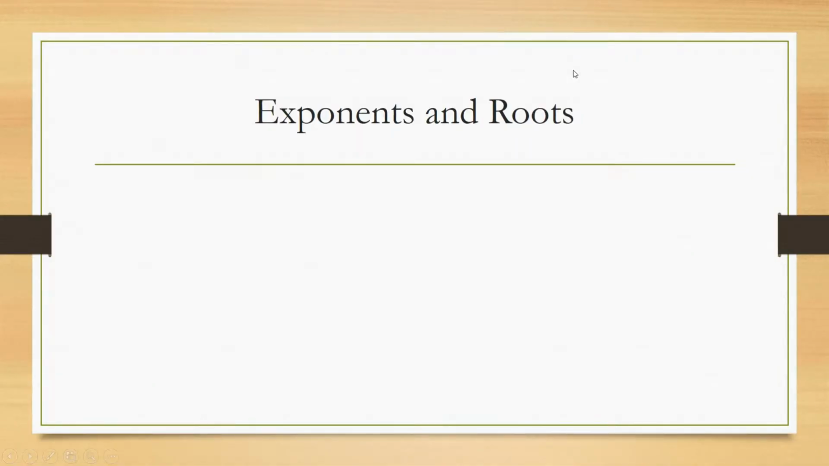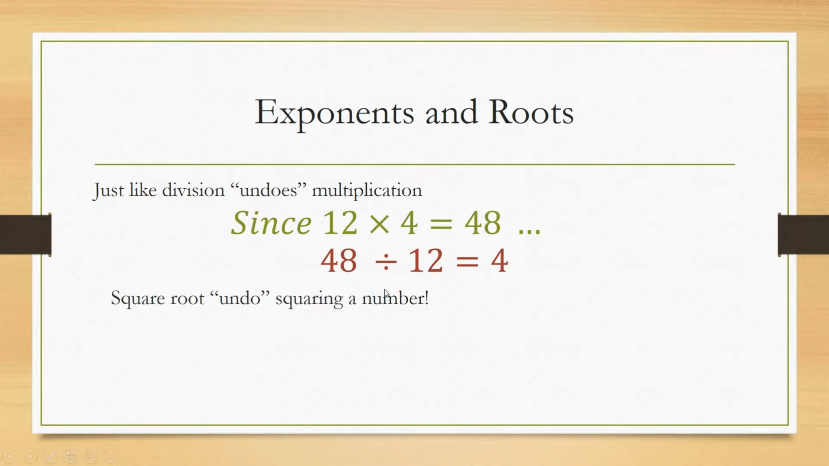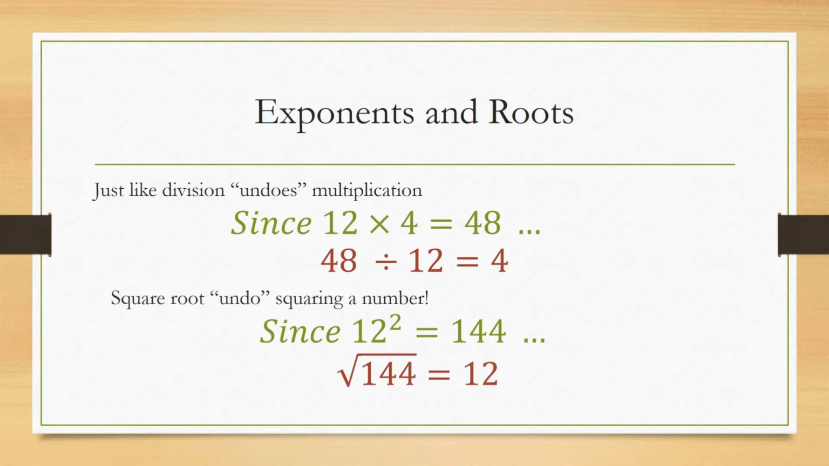So just a brief review from your videos and lessons that went along with Module 1, Lesson 9. The big one: just like division undoes multiplication, for example, since 12 times 4 equals 48, 48 divided by 12 is 4. They're opposite operations. Just like that, square root is undoing squaring a number. So since 12 squared is 144, the square root of 144 is 12. They undo each other. They're direct opposites.